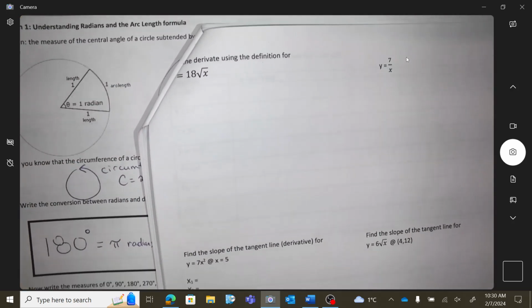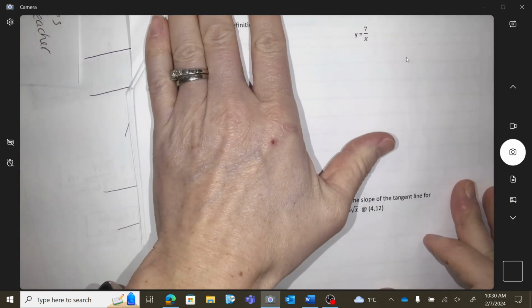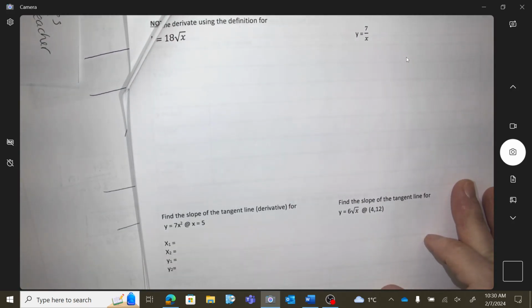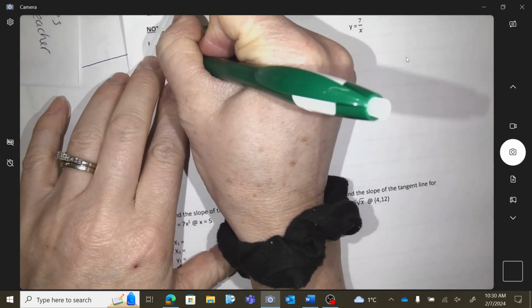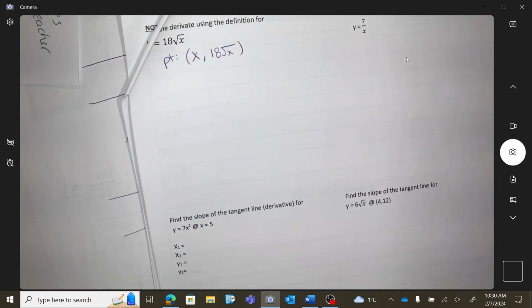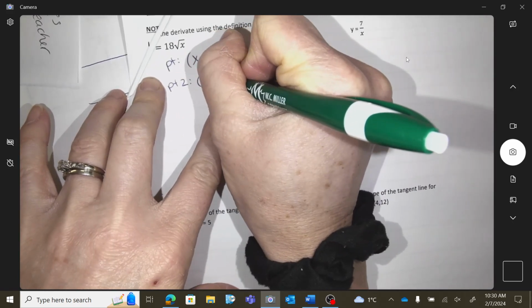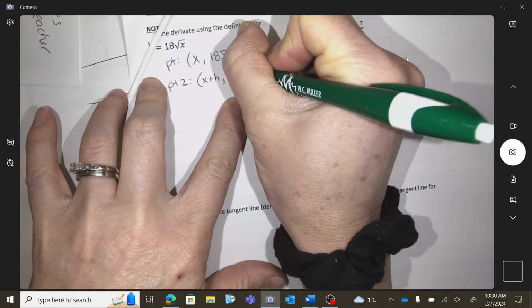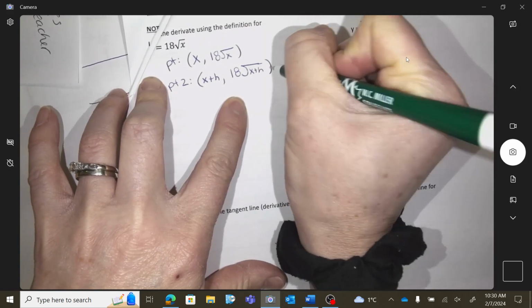Okay, so now you're going to do it with a radical. So on your test, I have the 3. You're going to have one as a polynomial, one as a fraction, and one as a radical. Okay, so here we go. Point 1 is x comma 18 root x. So point 2 is x plus a little bit, 18 root x plus a little bit.